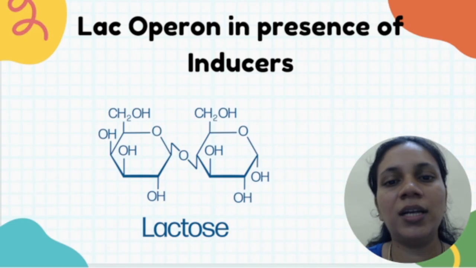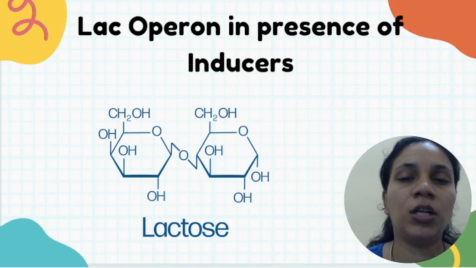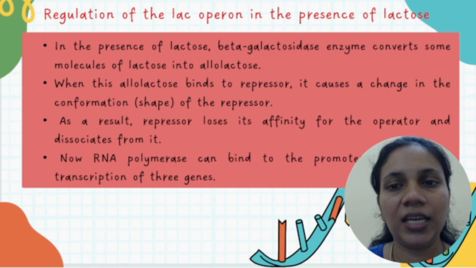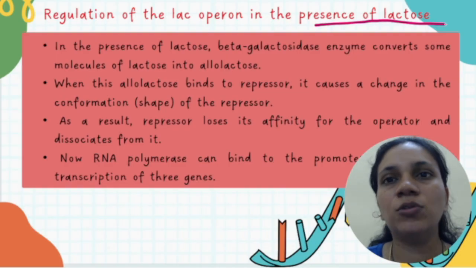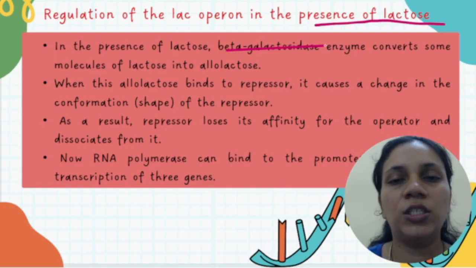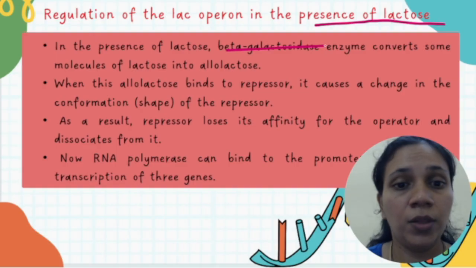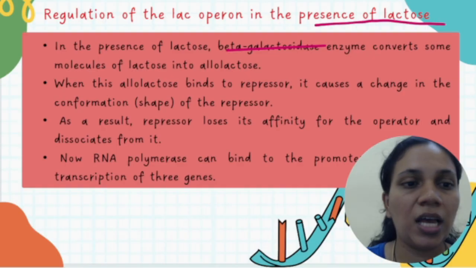So next part, now let us see what happens to the Lac Operon when the inducers are actually present in the cell. First, let us take the example of presence of lactose. In presence of lactose, the beta-galactosidase enzyme is going to convert some amount of lactose into allolactose, which is the actual inducer. Now this allolactose goes and binds to the repressor.